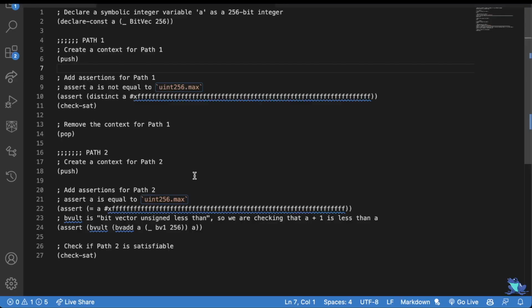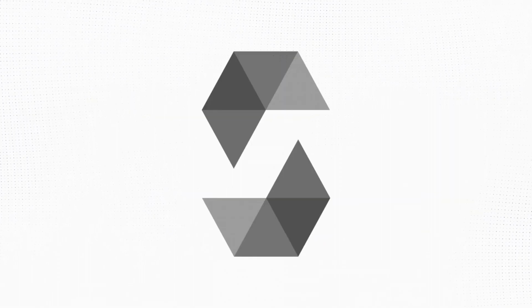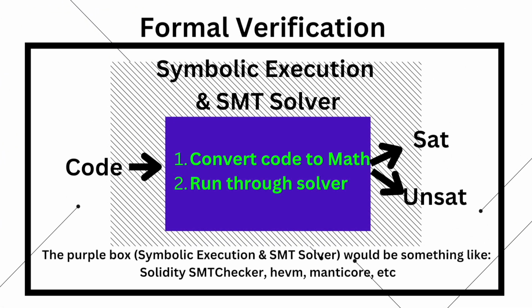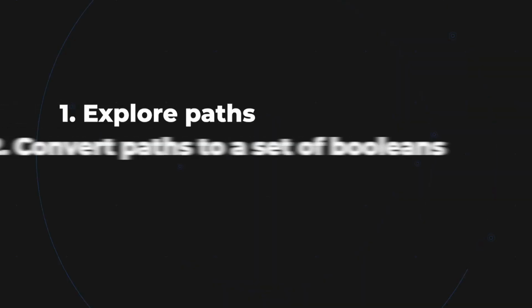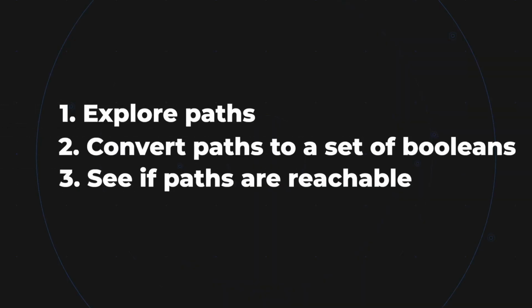Now, I manually created this SMT-LIB list with the help of ChatGPT. However, symbolic execution tools like Manticore, HEVM, and even the Solidity SMT checker can give you this SMT output. But all those tools come with a Z3 built in, so they'll even just skip this step and just give you, hey, is my invariant broken or not? Even the Solidity compiler itself can do this entire process behind the scenes. Explore the paths, convert the paths to a set of Booleans, and check to see if those paths are reachable or not.